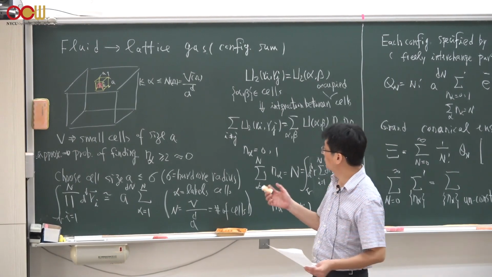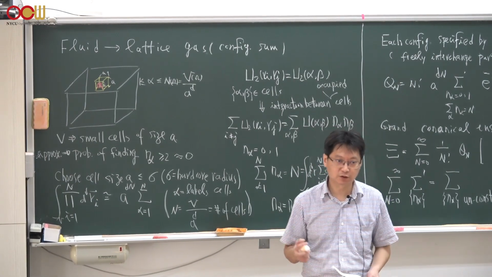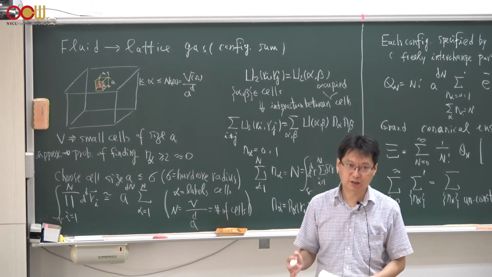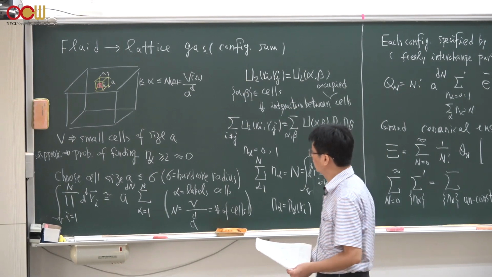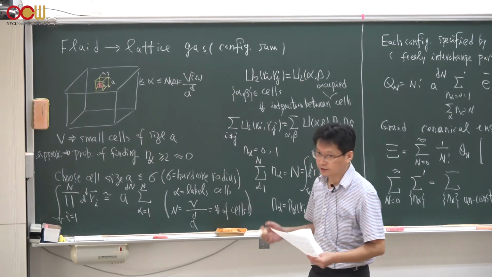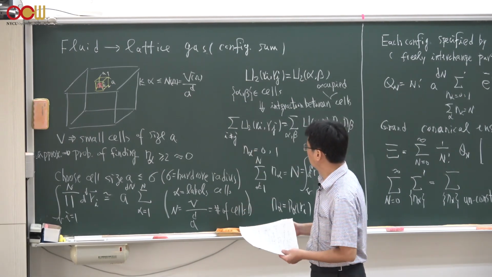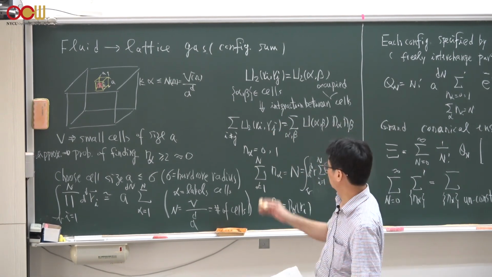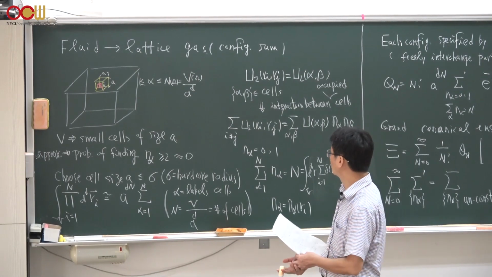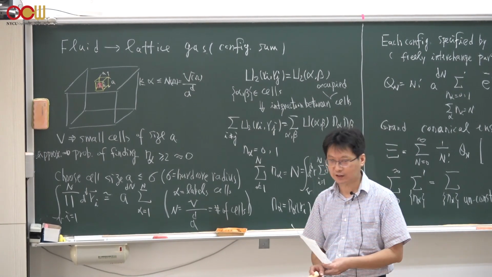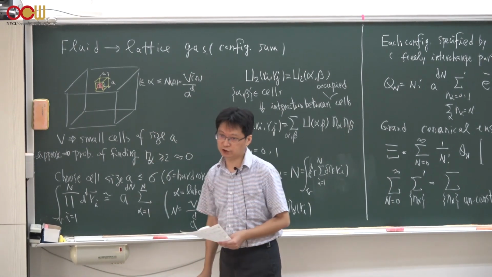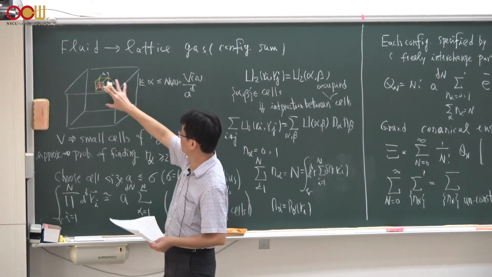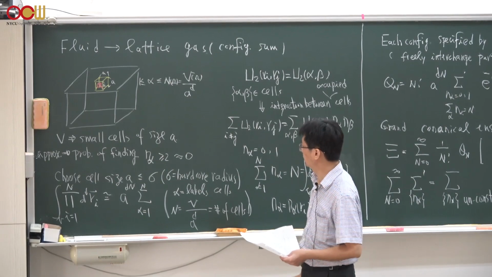Last time, we derived the equivalence between fluid and lattice gas and also the Ising model. And at the end of the lecture, we used a different alternative approach to establish such an equivalence, namely by going directly from the configuration sum of the fluid partition function to the partition function of a lattice gas. And then we continue this derivation today.